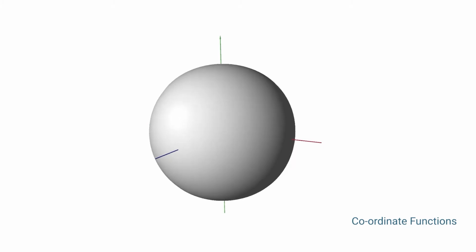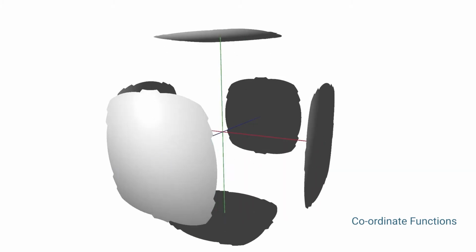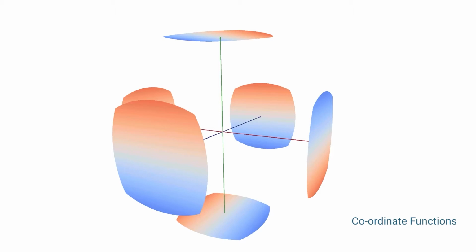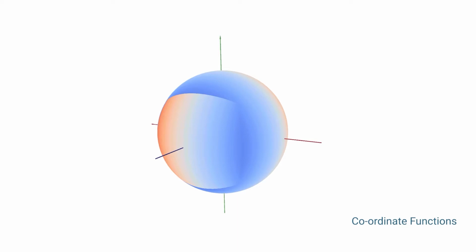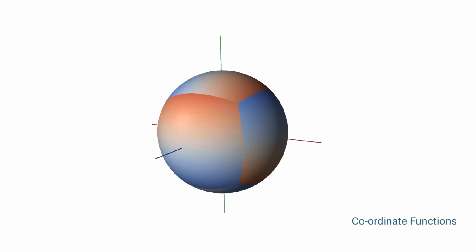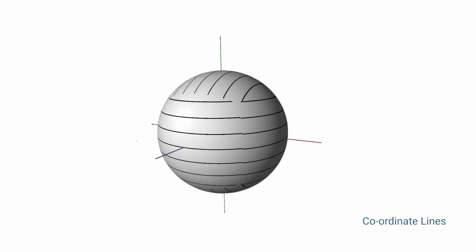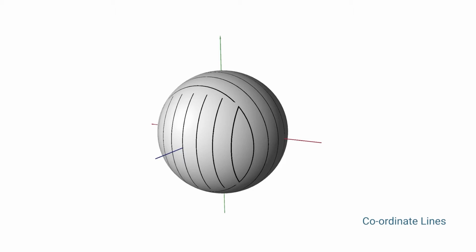On each of these charts, we have our coordinate functions defined. Here we see the first coordinate function and the second coordinate function. Let's put that back together on the sphere. Let's look again at the first coordinate function. And now we will visualize the coordinate functions as isolines. Similarly, we can look at these isolines for the second coordinate function, and we can look at the set of isolines together.